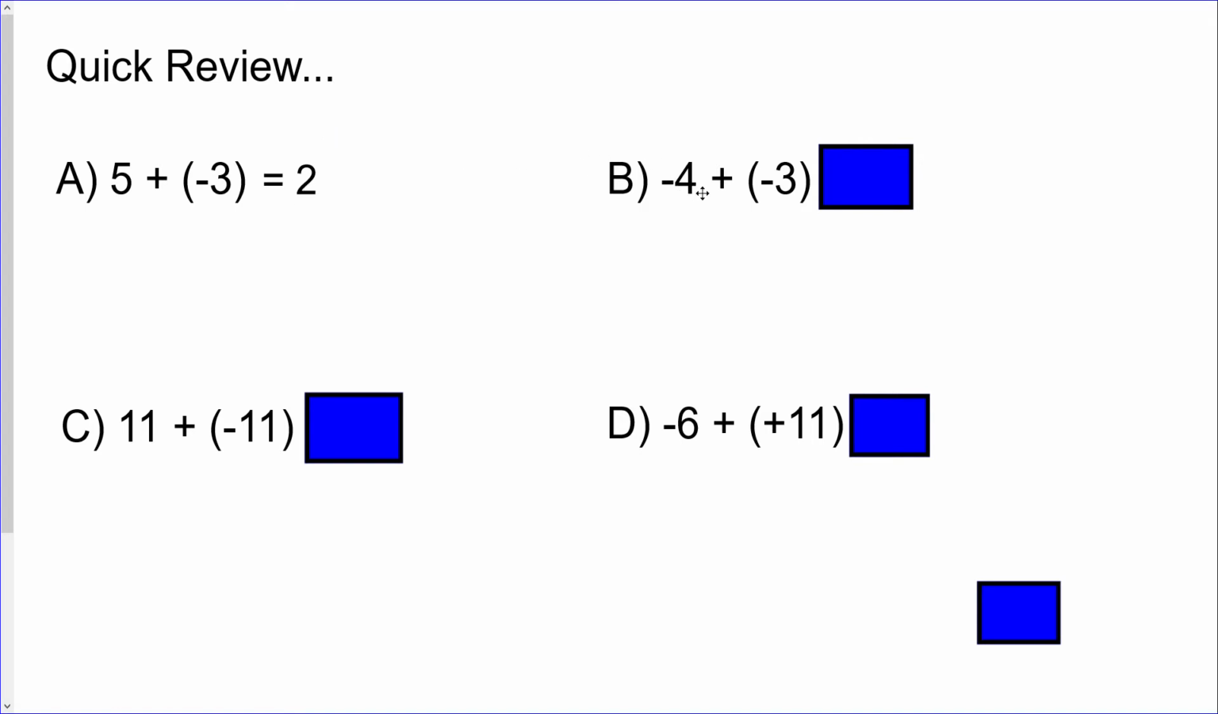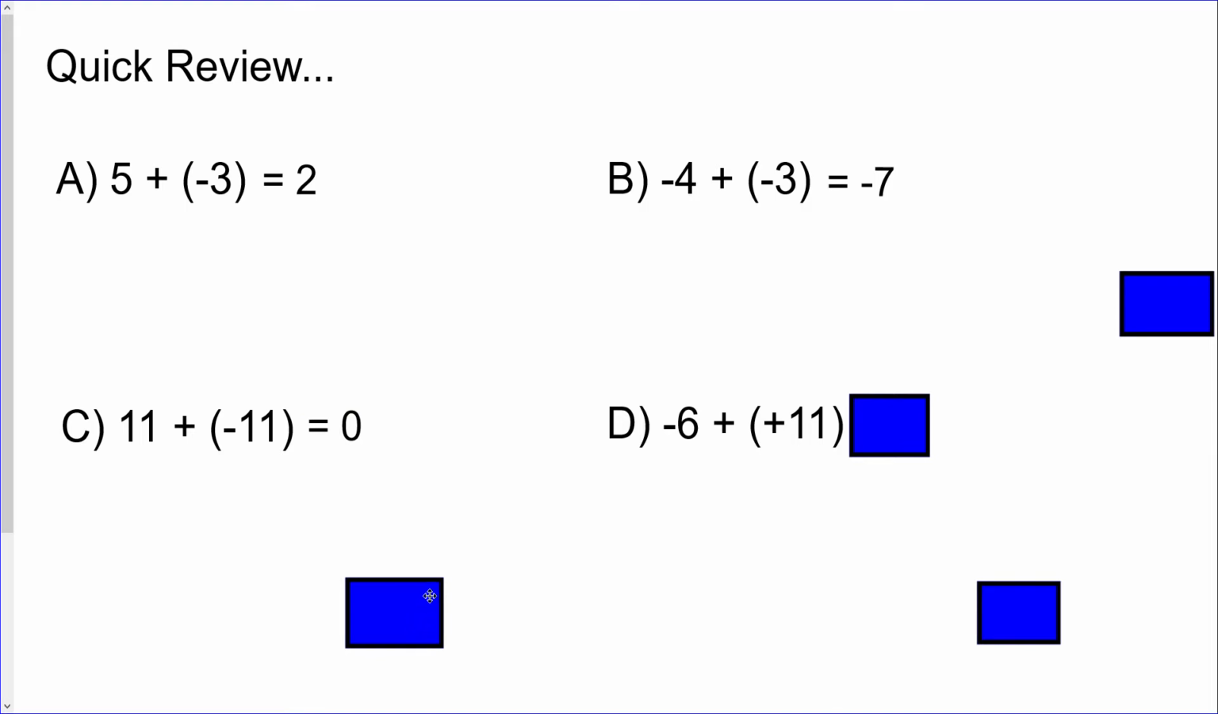Okay, so if we start at negative 4 and then move 3 more in a negative direction, we end up with negative 7. If we start at 11 and then move 11 in a negative direction, that moves us right back to 0 again. And if we start at negative 6 and then move 11 in a positive direction, we end up with positive 5.